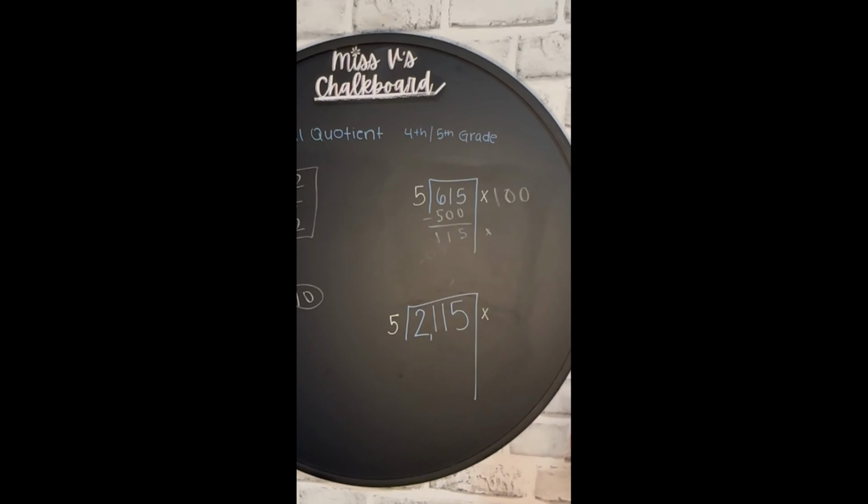Then I think, well, what facts do I know? I could do a smaller fact. I could do times 10 and I would still eventually get to the right answer, but I'm going to try times 20. 5 times 20 is 100. I subtract and I get 15. 5 times 3 is 15. I subtract and I get 0.